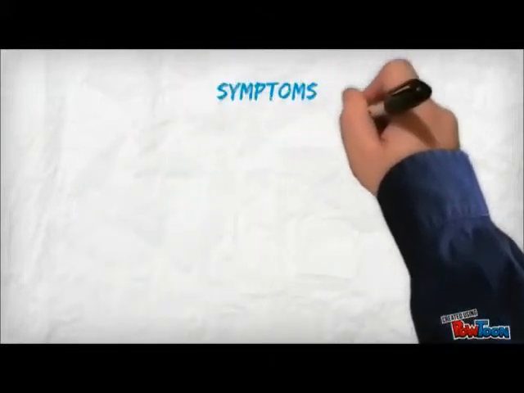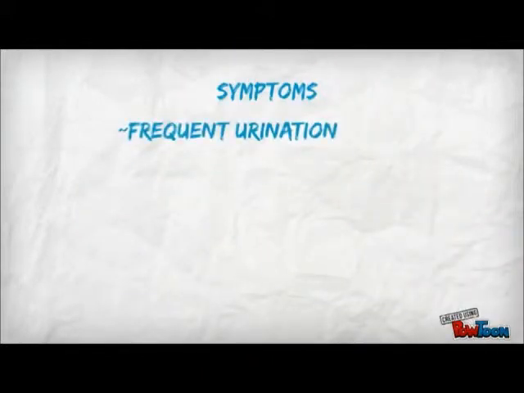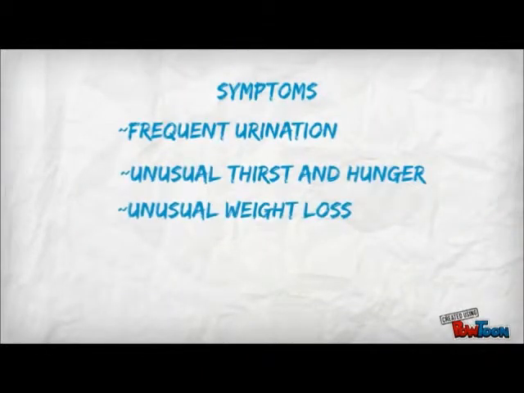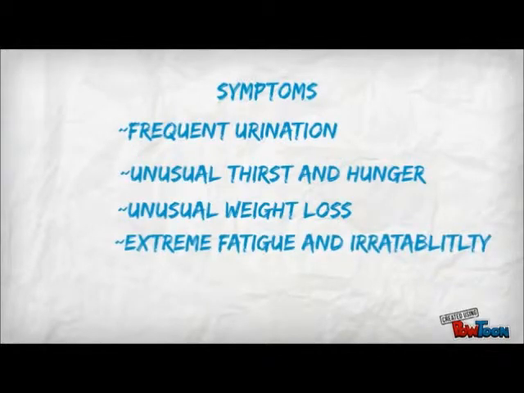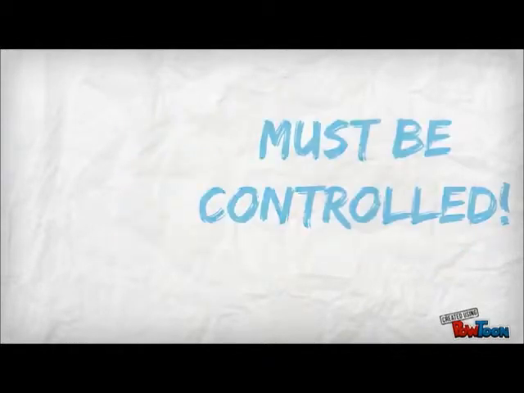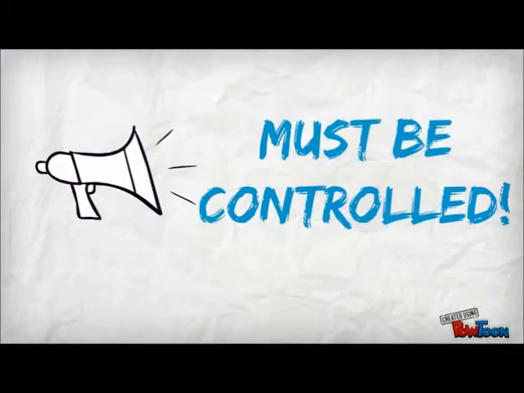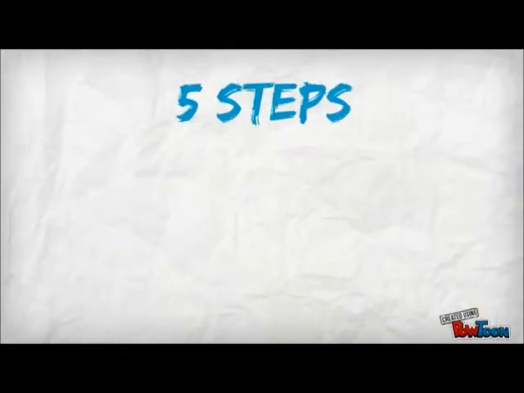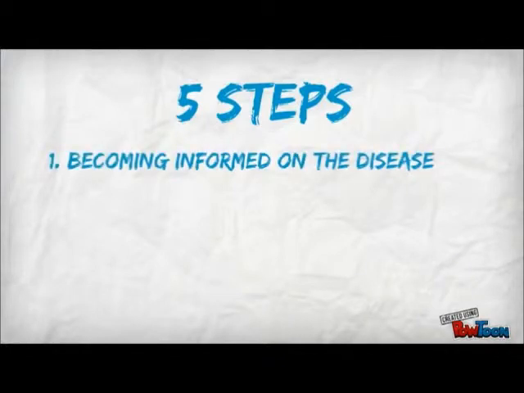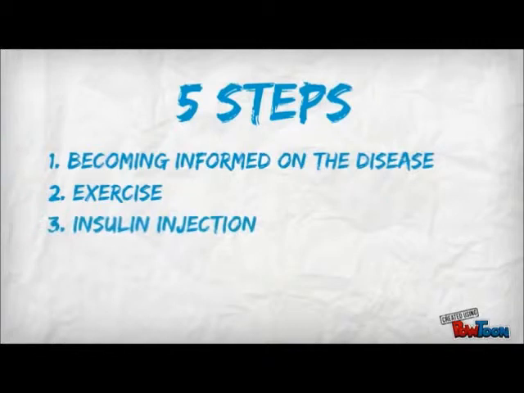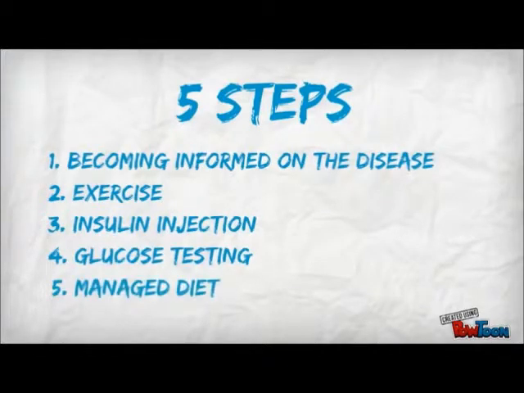The symptoms of type 1 diabetes include frequent urination, unusual thirst and hunger, unusual weight loss, and extreme fatigue and irritability. Type 1 diabetes cannot be prevented or cured, but must be controlled. There are 5 steps needed to take control of type 1 diabetes, and they include becoming informed on the disease, exercise, insulin injections, glucose testing, and having a managed diet.